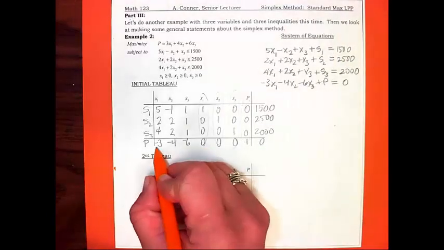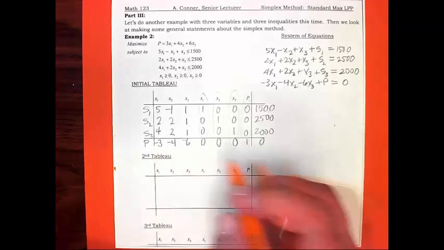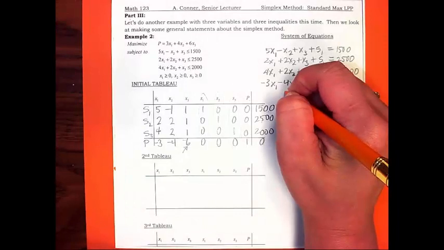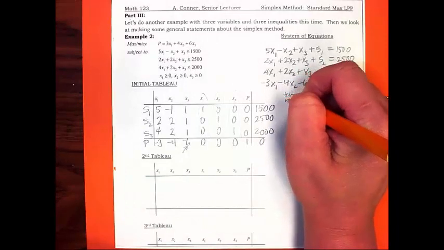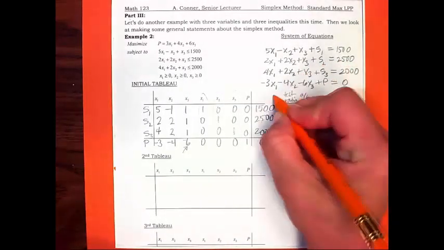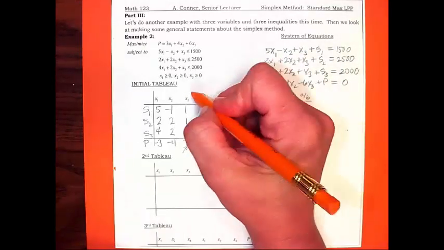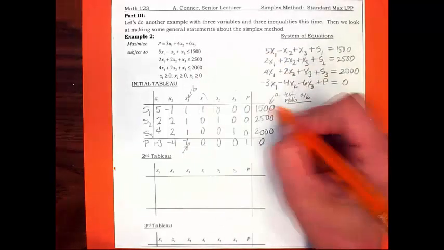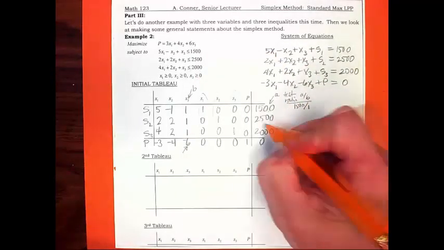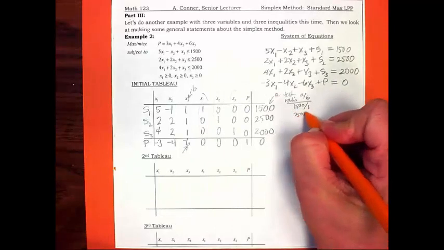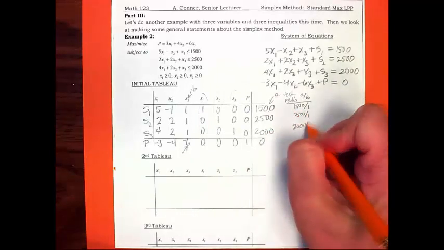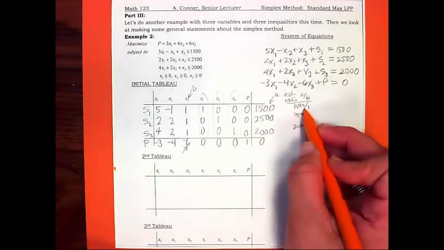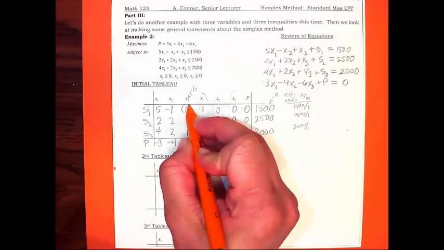You look at your middle section down here, you choose the most negative number. Here's my most negative. Then you go to your test ratio, A over B. So this is your A, and whatever corresponds to the most negative column, that's going to be your B. So 1500 over 1, 2500 over 1, and 2000 over 1. And we choose the smallest of those test ratios, which is the 1500.